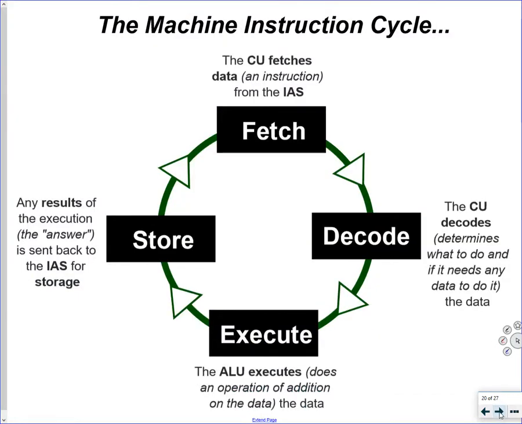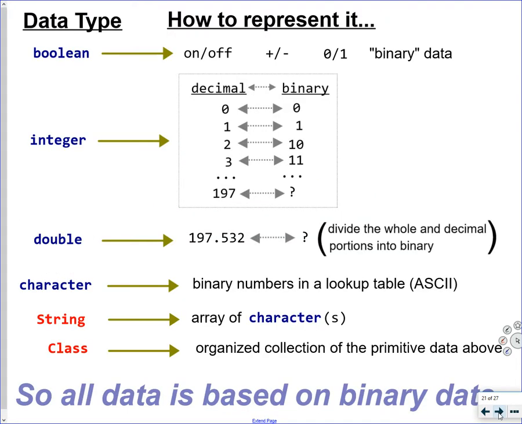The instruction cycle, again, is fetch, decode, execute, and store. Fetch in some data from the storage, decode what to do with it, like what do I do with this instruction, execute what it just figured out it needs to do, and then restore any results or the answer back. That is the cycle that the machine goes through as it runs through your code, okay?